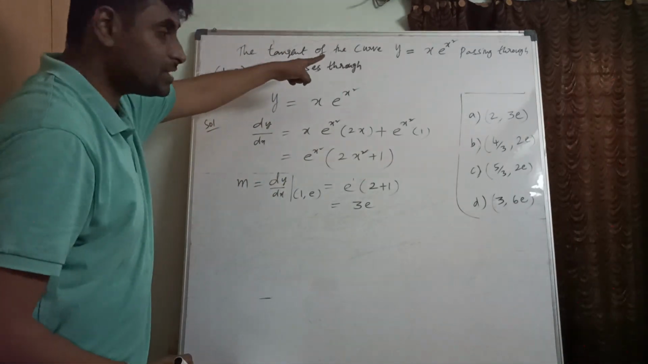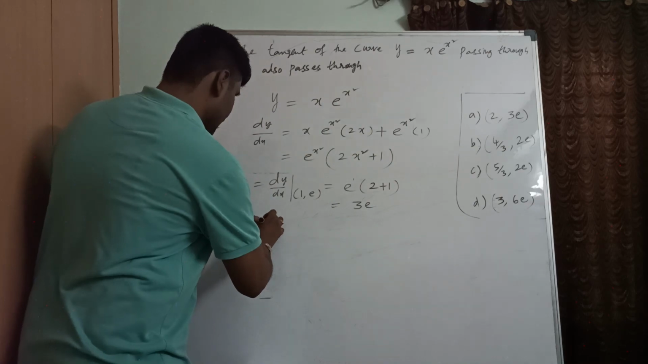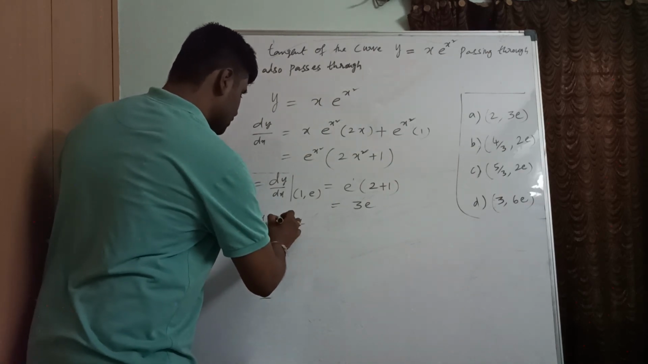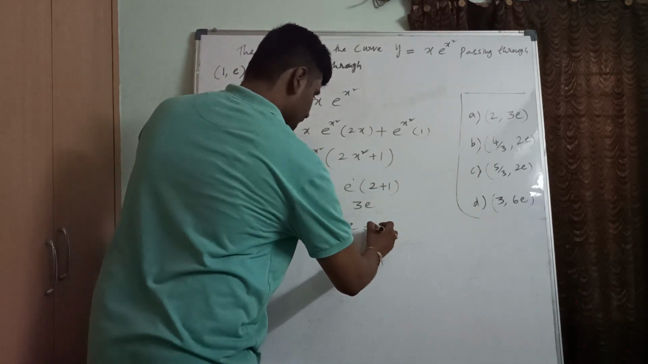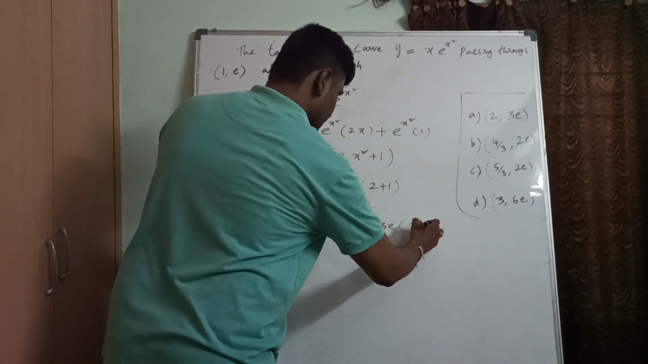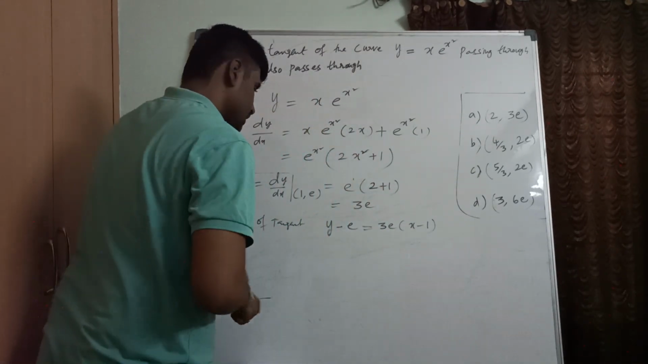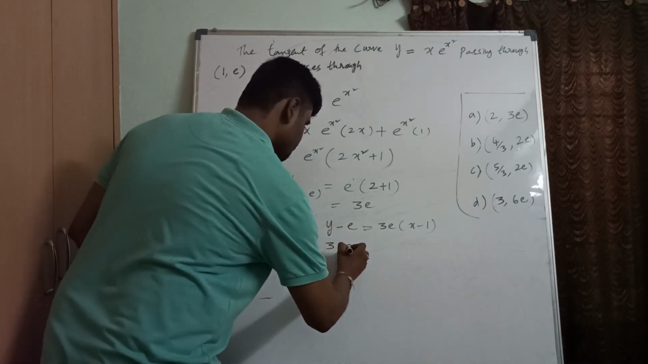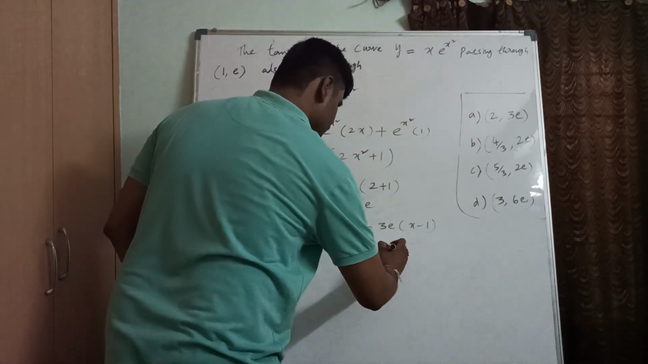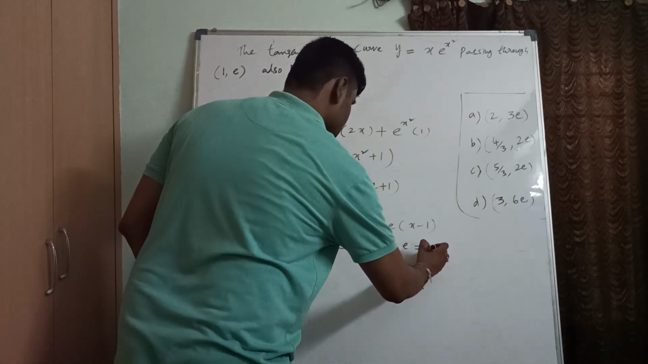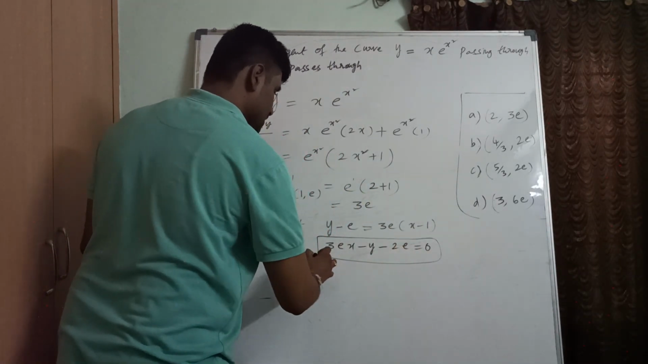Now let us find the equation of tangent. How can I write it? Y minus y1 equals m into x minus x1. Now simplify that. So we get 3ex minus y, minus 3e plus e minus 2e, equal to 0. From this we can just verify the options.